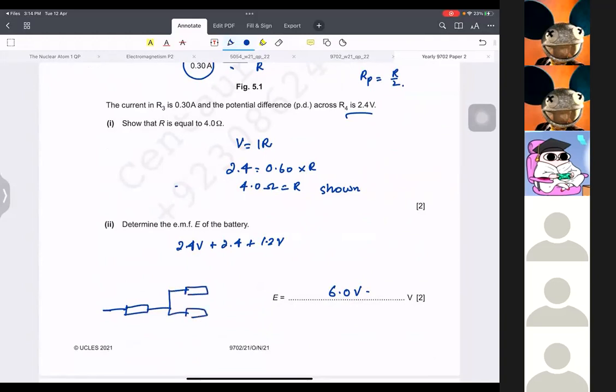The circuit is like this, right? So this gets 2.4, this gets 2.4, this whole gets 1.2. Do you understand? Oh, so you don't take them as separate? No, you never do it. In parallel, it's the same. This is my answer to you, okay? Yes, sir.